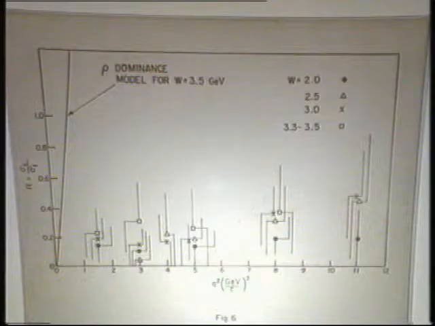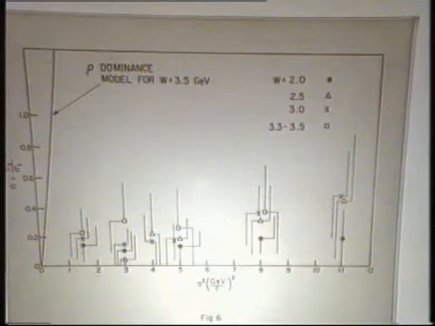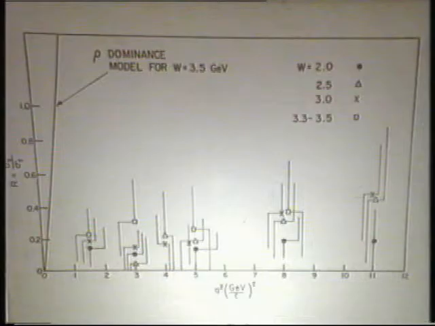However, this model was extended. The idea was to have generalized vector dominance, and the idea there was to say, let's not only consider the rho, let's consider a whole series of vector meson resonances, even ones that we haven't measured yet. Let's put them in and see whether, perhaps even for states that we don't know about, one could get scaling. Well, when one did this, this model became very much like the other resonance models, and I'll talk about them later and some of the considerations that applied in eliminating them as contenders.